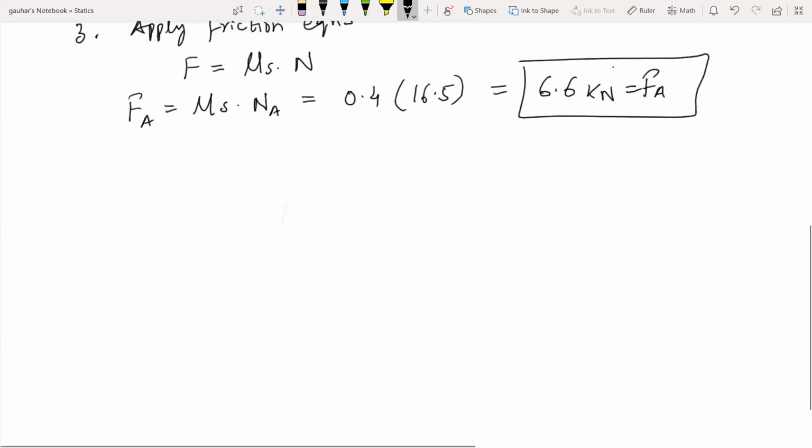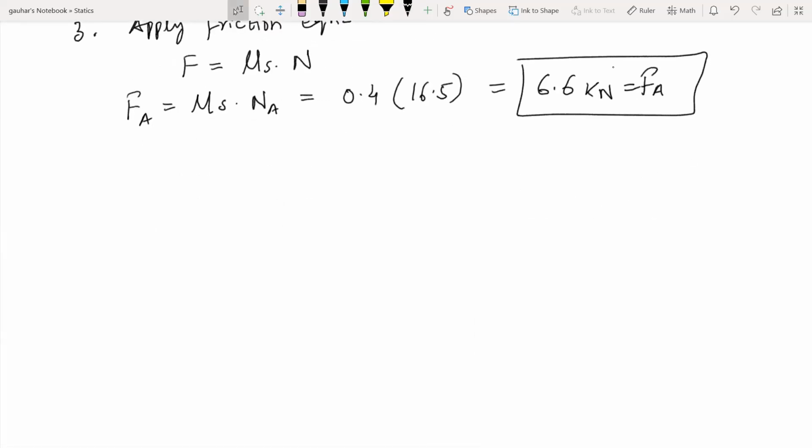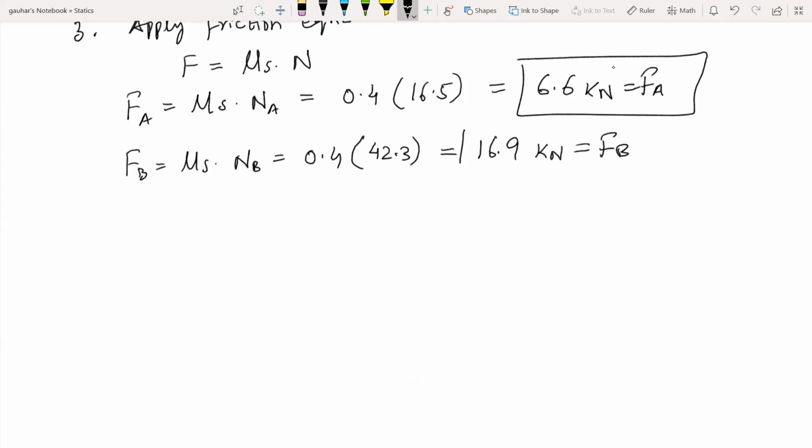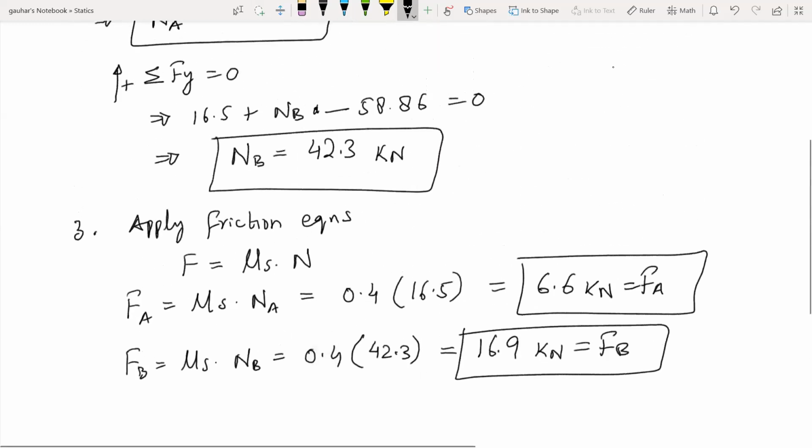Similarly, if we apply the friction equation at point B, we get FB equals mu s times NB. So 0.4 times NB, which is 42.3 kilonewtons. The answer we get is 16.9 kilonewtons. This is the friction force at point B, the friction force between the wheels at point B and the ground surface. Okay, so this was step 3.